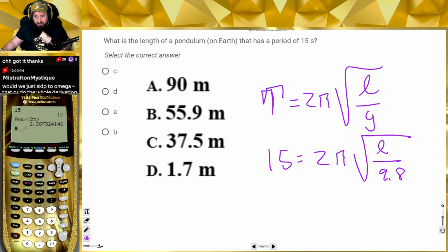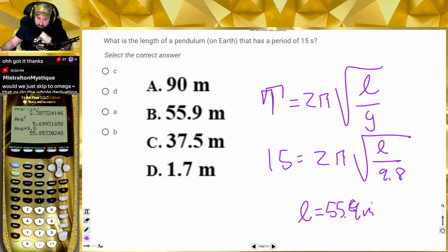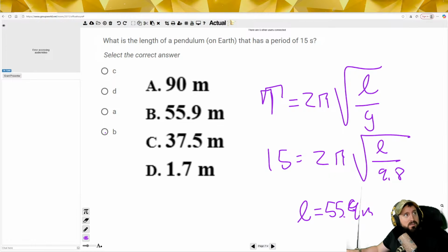Okay. Square it. Times 9.8. Bingo. You get L is equal to 55.9. Wow. Okay, see, this restores my faith in humanity. So this one should be answer choice B. Yeah, this is much better. Yeah, I like this. Happy thoughts.